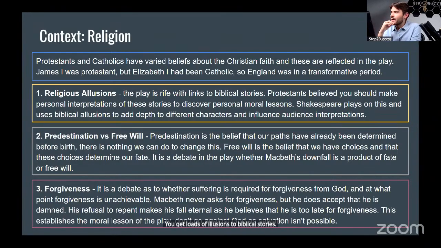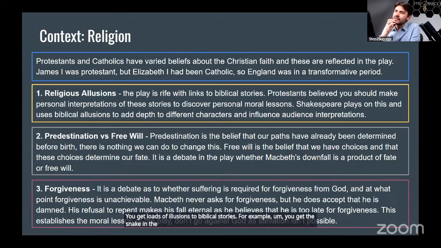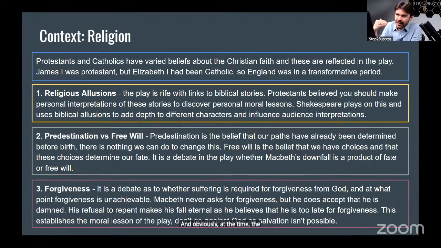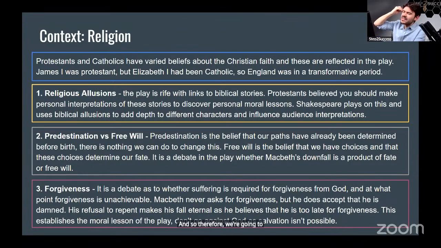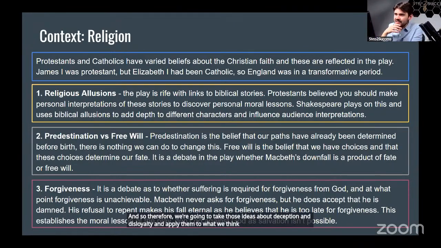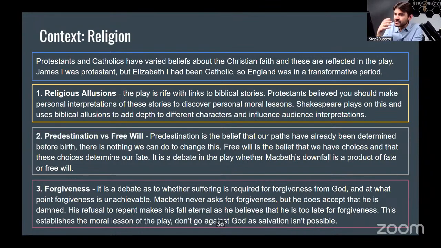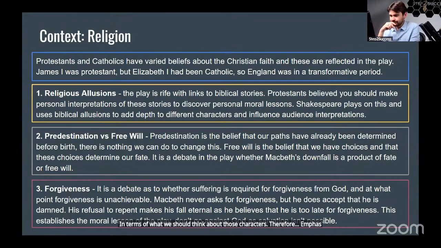For example, you get the snake in the Garden of Eden. And obviously at the time, the audience knew of that story. They knew the snake was evil. It was representative of disloyalty, of deception. And so we're going to take those ideas about deception and disloyalty and apply them to what we think about the characters in the play. So the allusions act to add depth to a character in terms of what we should think about those characters, therefore emphasizing moral lessons.